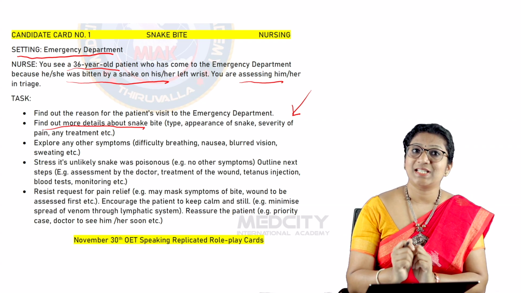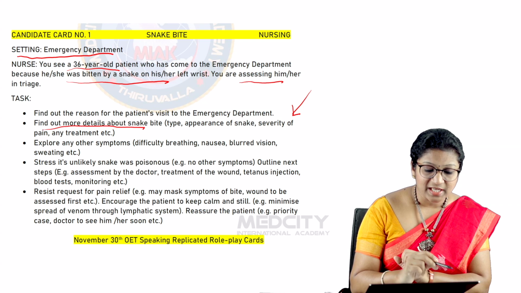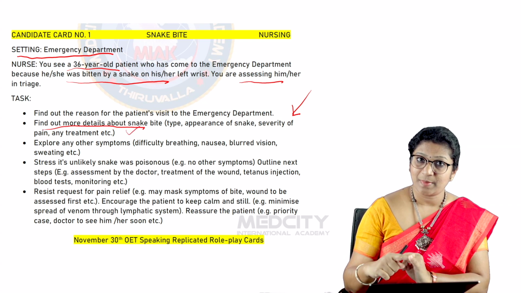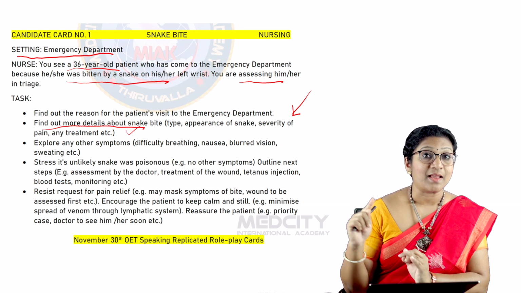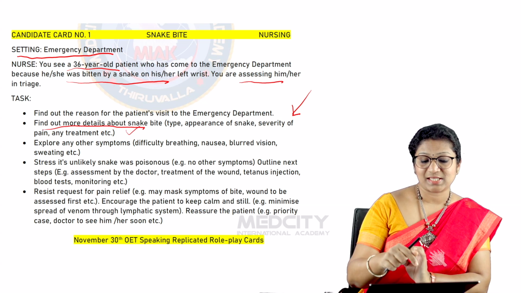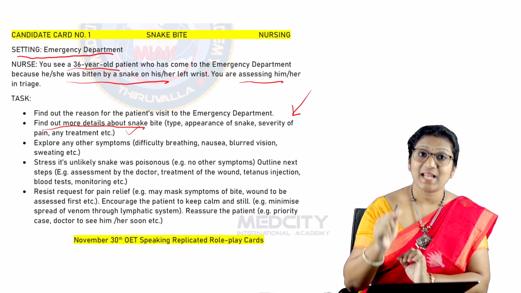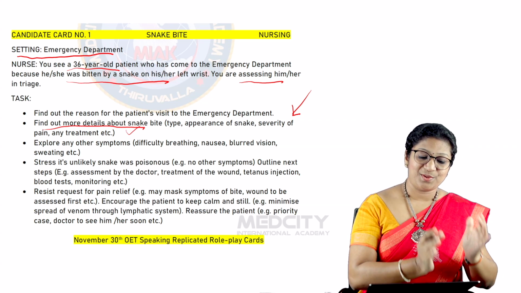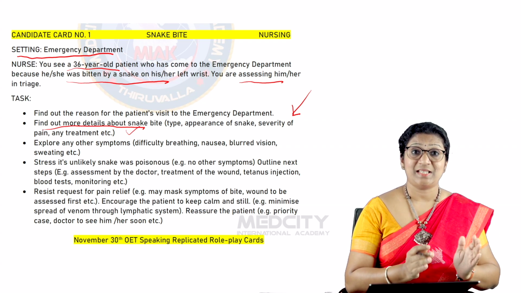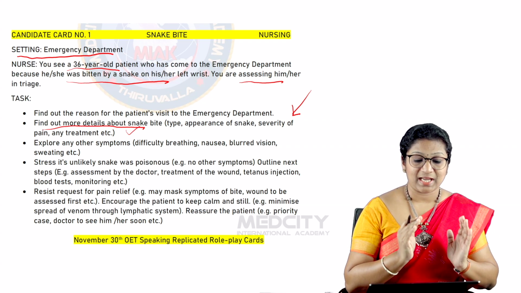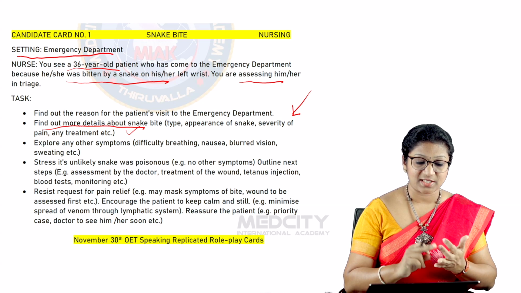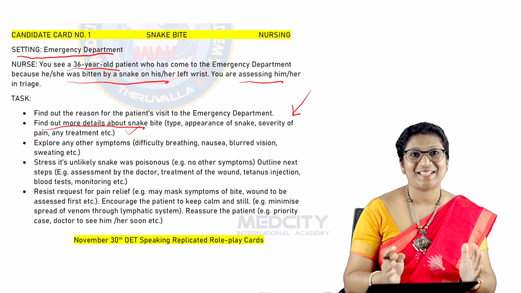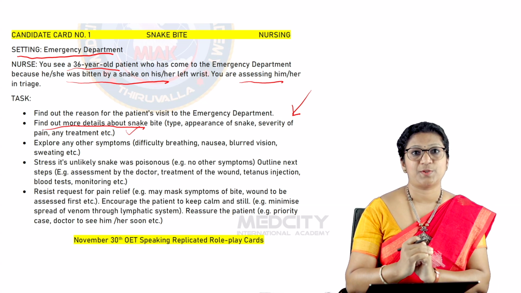And then we go on to the second task, and it says find out more details about the snake. Now the patient just said that he or she was bitten by a snake, it was a camping trip, and nothing more about the snake. So our task says find out more about the snake. And because we have words in the bracket, students tend to read it out saying, can you please tell me more about the snake? Like the type, the appearance of the snake, the severity of the pain, any treatment, etc. Don't do that. What else should you be doing?